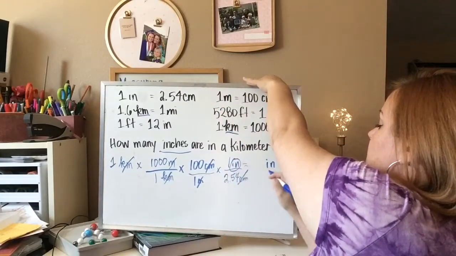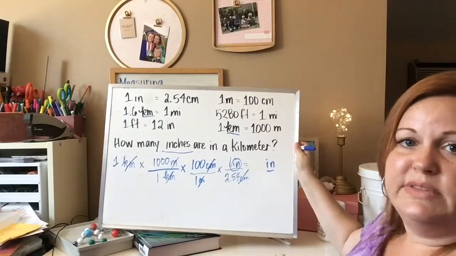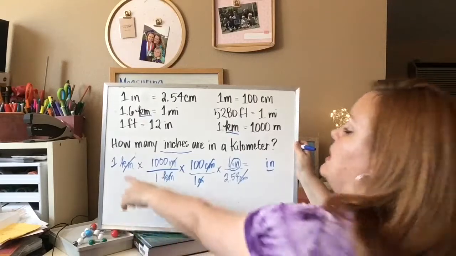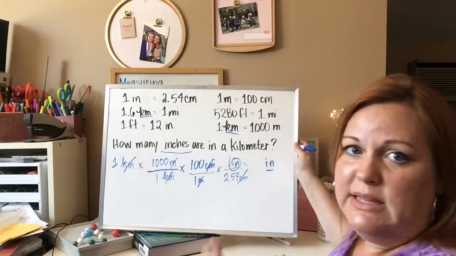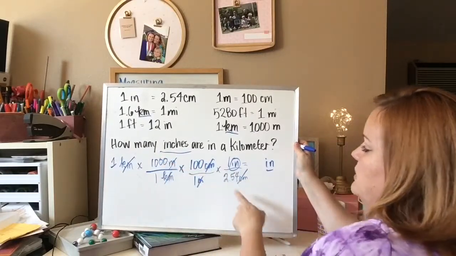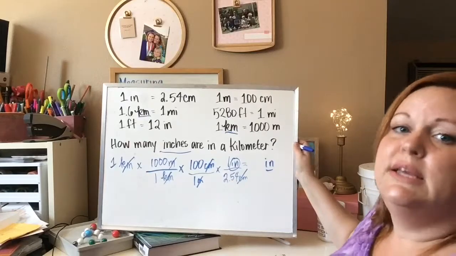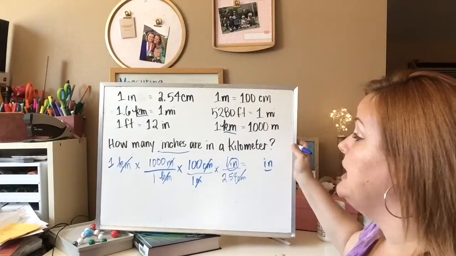I see that the unit I end up with is exactly what I wanted, and then I can actually go through and plug all of this into my calculator. So remember, anything that's on top of a fraction you're going to multiply. Anything that's in the denominator you would divide by. So I get 1,000 times 100 divided by 2.54, and that'll give you an answer. And I'm going to trust that you can actually plug them into your calculator and get that.